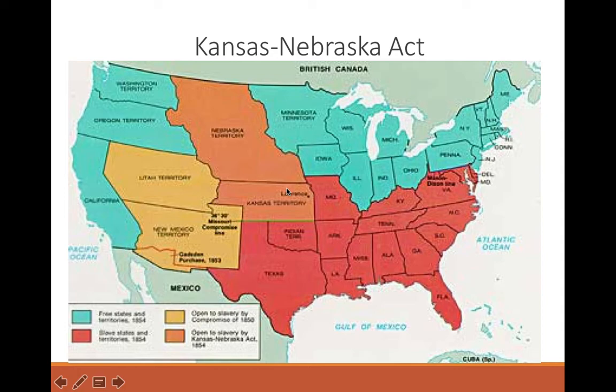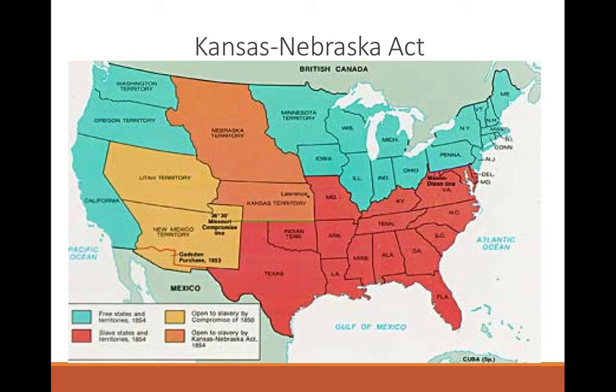And so the Kansas-Nebraska Act passes legislation that says the Nebraska Territory and the Kansas Territory will be open to popular sovereignty. Douglas poses this as actually democratic, that the settlers in that territory will be free to choose themselves. What could be more democratic than that?